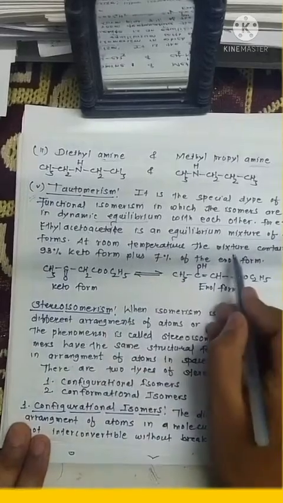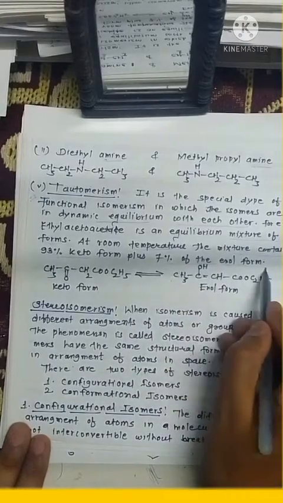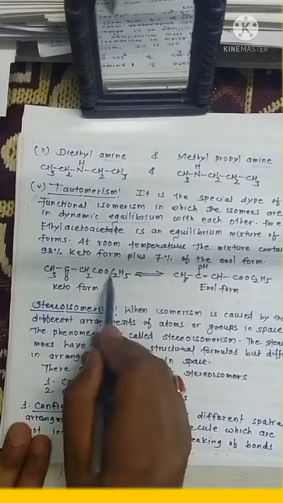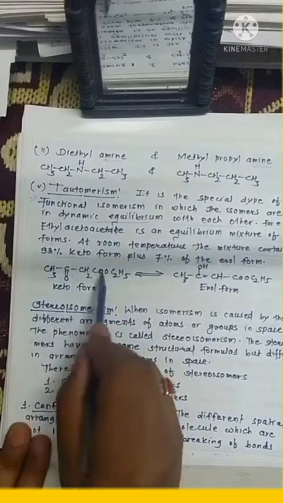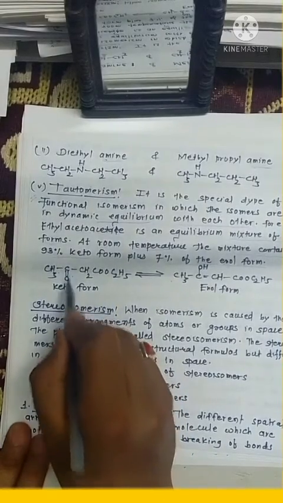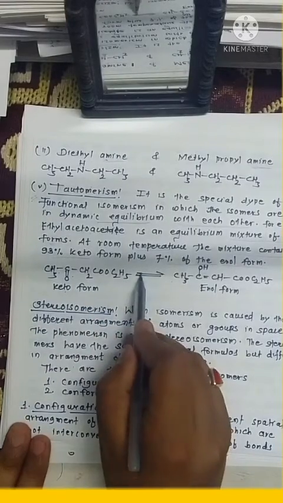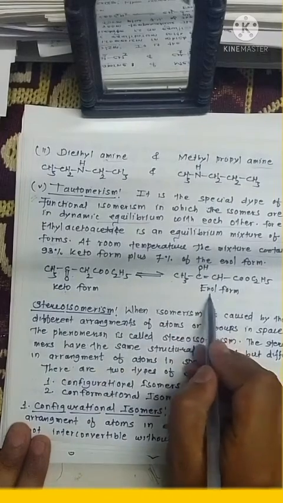At room temperature, the mixture contains 93% keto form plus 7% of enol form. So this is the formula of acetoacetic ester. In this formula we see that it is the keto form of acetoacetic ester, and it is in dynamic equilibrium with the enol form of acetoacetic ester.